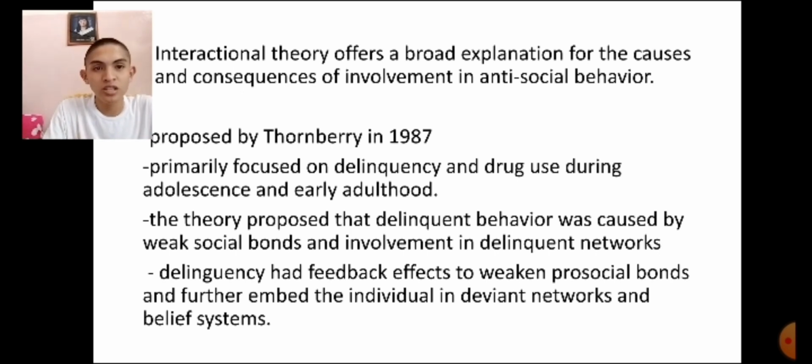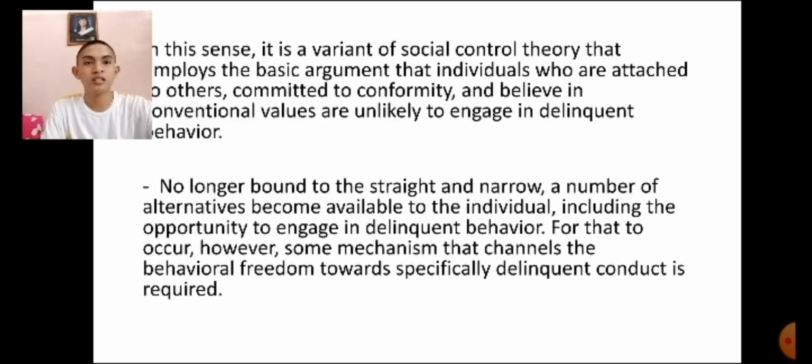So delinquency has feedback effects that weaken pro-social bonds and further embed the individual in deviant networks and belief systems. So prolonged and serious involvement in antisocial behavior gradually evolves over the life course as a function of this interactional process. So it evolves in the person.